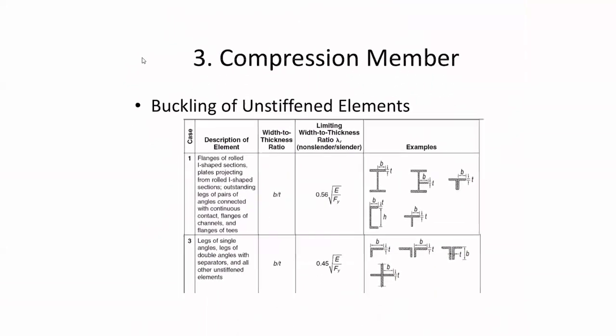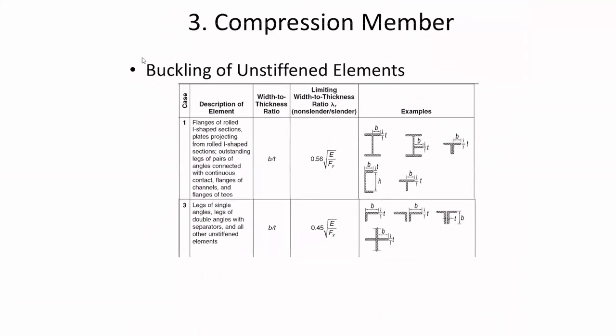There is this table available. You can also look at it from the handout that I gave you. Here, this is the case of the unstiffened element. Say here, the flange, because it has one support here, so it becomes an unstiffened element. You check this with this very universal limiting ratio, 0.56 square root of E over Fy.